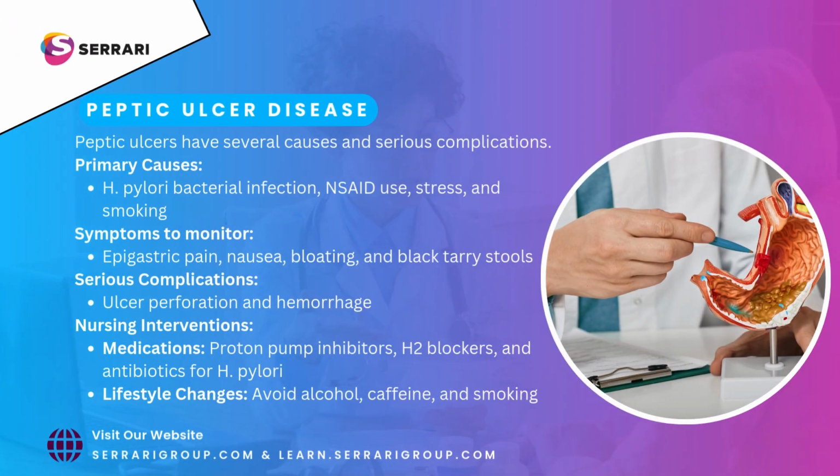Peptic ulcer disease. Peptic ulcers have several causes and serious complications. Primary causes: H. pylori bacterial infection, NSAID use, stress, and smoking. Symptoms to monitor: epigastric pain, nausea, bloating, and black tarry stools. Serious complications: ulcer perforation and hemorrhage. Nursing interventions: medications, proton pump inhibitors, H2 blockers, and antibiotics for H. pylori. Lifestyle changes: avoid alcohol, caffeine, and smoking.